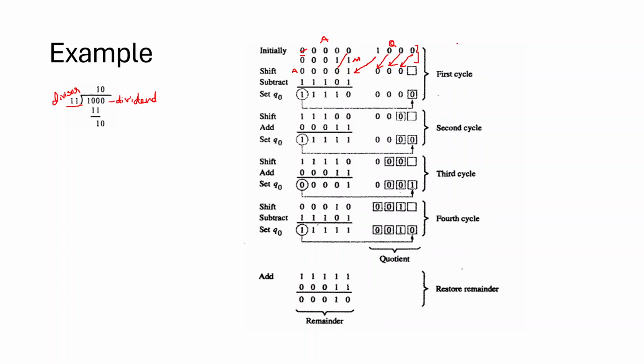Already I have told you that A minus M is equal to A plus 2's complement of M. So instead of subtraction, this is the 2's complement of M, and I add it with A. 1 plus 1 is 10, so 0 here and 1 carried. Then 1, 1, 1, 1. After subtraction, this is the result.